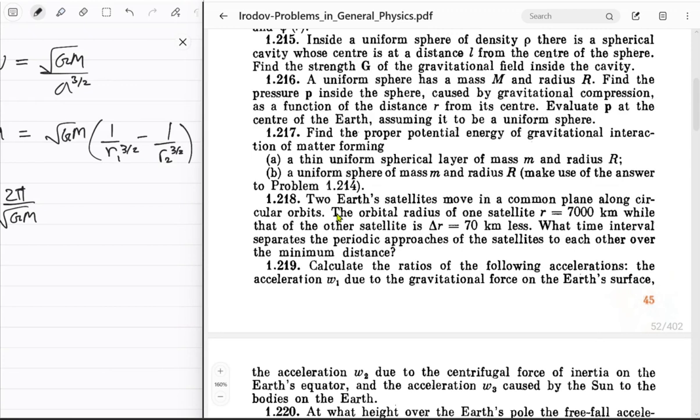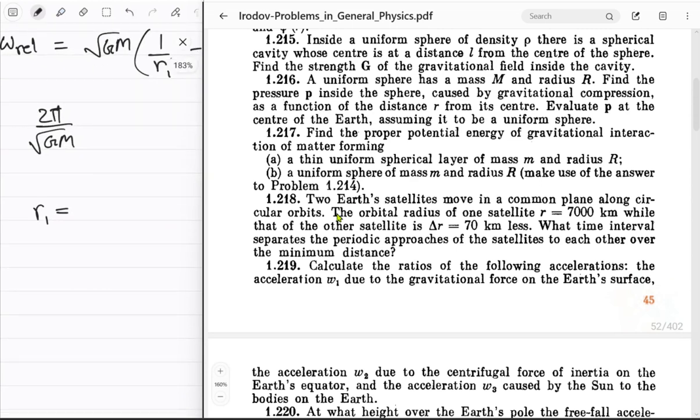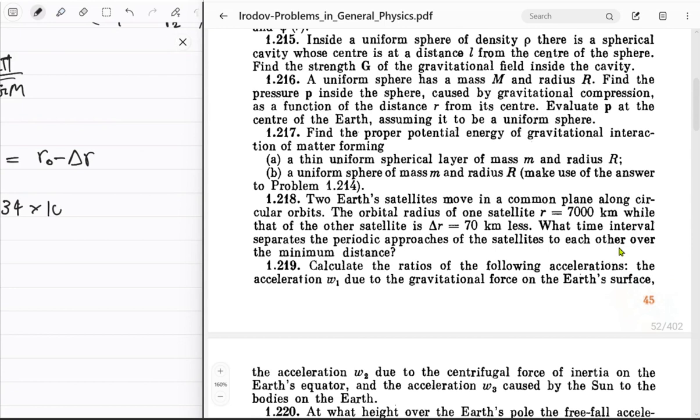You could just use the binomial theorem and get an approximation, right? Yeah, you could. So what if R1 and R2 are very similar? In this case, R2 is something more than R1, or R1 is something less actually. Does that even matter? So it's just R naught minus delta R. And R naught is 7,000 plus 6,400 kilometers, right? So R naught is like 134 times 10 power 5 meters.